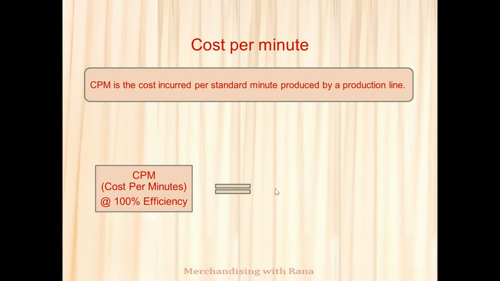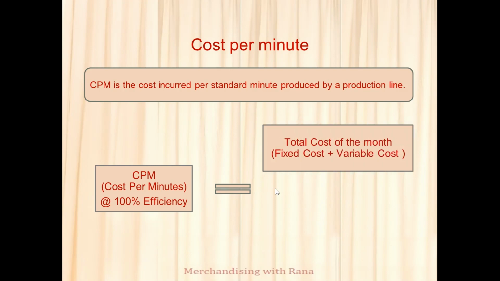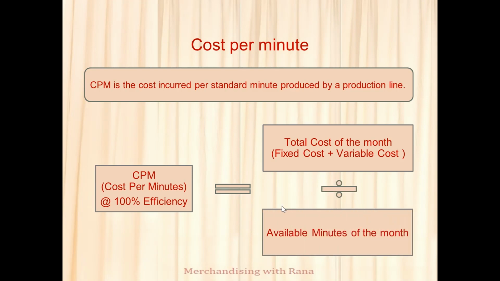CPM, cost per minute, at 100% efficiency, is equal to the total cost of the month, including fixed cost plus variable cost, divided by available minutes of the month. Please, no need to remember this formula. I'm just showing you to make you understand what cost per minute is. If you need, I will make another video to clear this cost per minute, but not now. But consider that I am considering CPM at 100% efficiency. Please note.